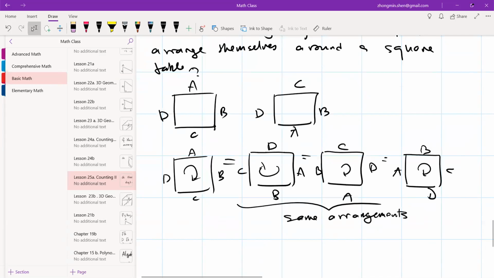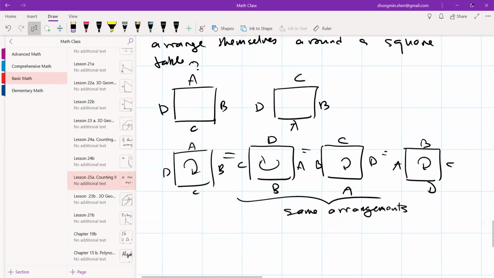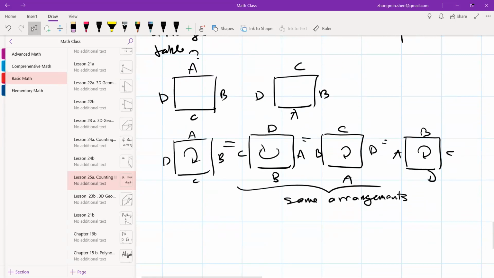Okay, this is a little bit difficult problem. Ripan got 94, which is an even larger number. They're not good. First of all, we don't think this is four. I let A, B, C, D sit in one order, then I rotate them. I think they're all identical. We don't think that's different.